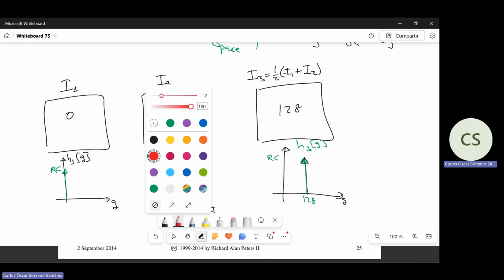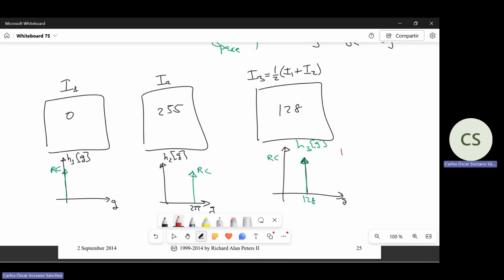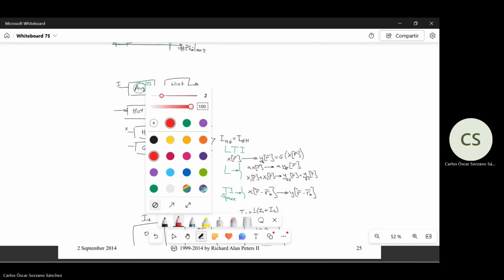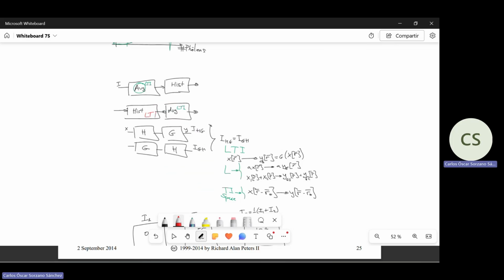But let's make it red. 1/2 of H1 plus H2 of G. It is this thing, RC, which is not the same as that one. Okay. So computing a histogram is not linear, so it is not LTI.